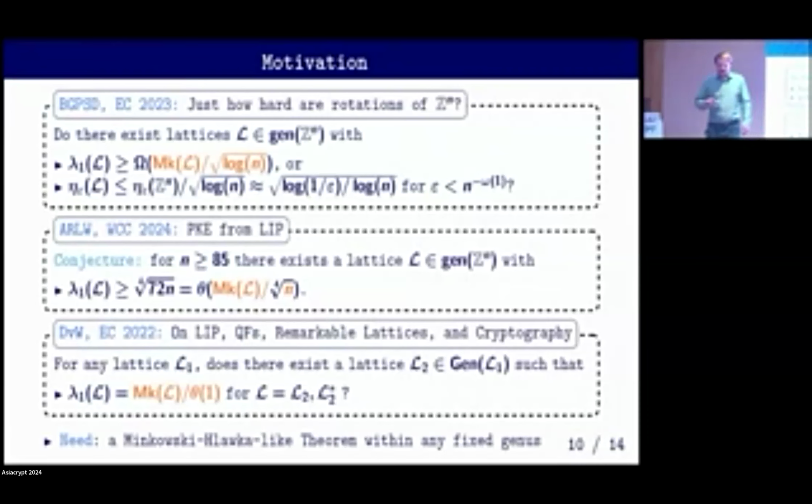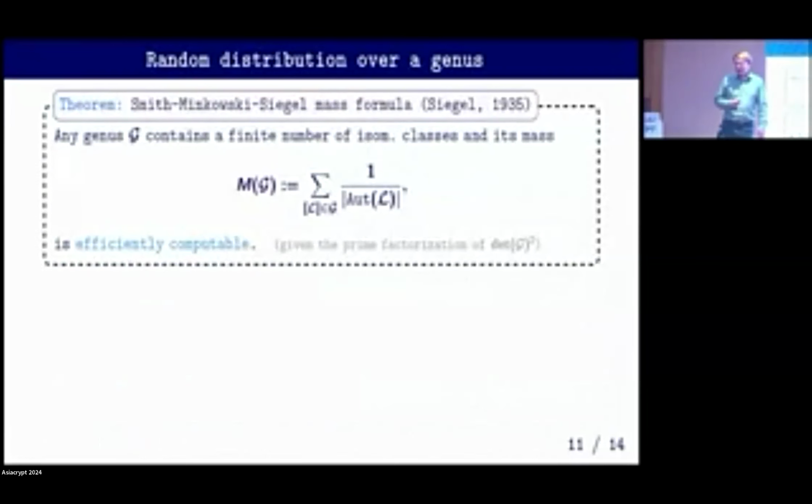So what we actually need is a Minkowski-Hlawka-like theorem within a fixed genus. Remember the argument from before: we looked at the random case, which behaved quite well, and from that we showed the existence of a good lattice packing. So we'll try to repeat that argument, but first we need to define what it means to be random, what a random sample over a genus is. And for this, let's first look at the following mass formula, which is already from Siegel in 1935, so it's a really old result.